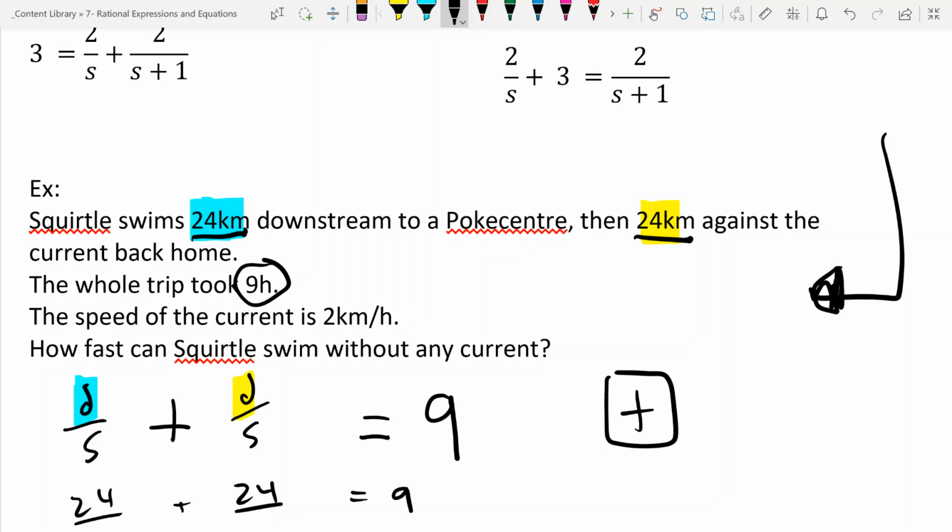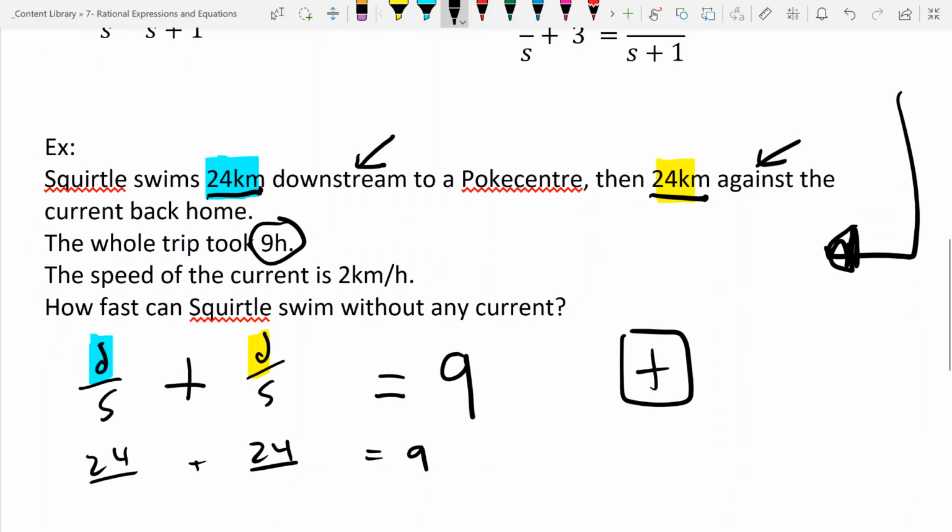So let's think. He goes downstream the first time, and then he goes against the current the second time. When you're going with a current, going downstream, the current's pushing you, it's adding to your speed. When you go against the current, it subtracts from your speed. So I'm going to write the speed of Squirtle, which is S. Let's make it x so you don't get confused. Okay. And then when he's going downstream, he gets that bonus 2 kilometers an hour from the current. But then when he's going back, he gets minus 2 kilometers an hour because it's going against him.